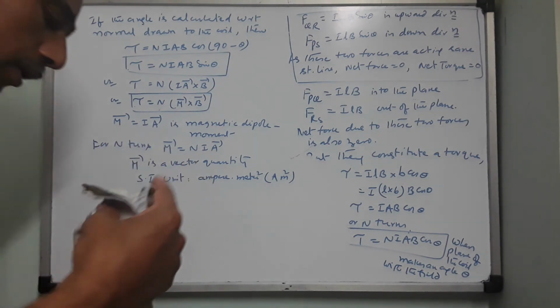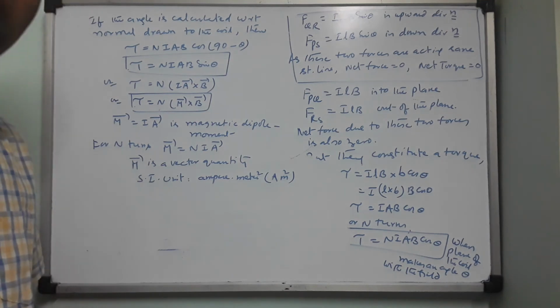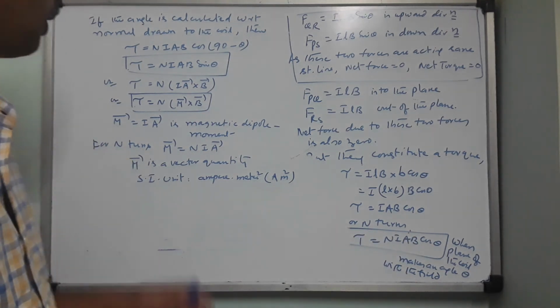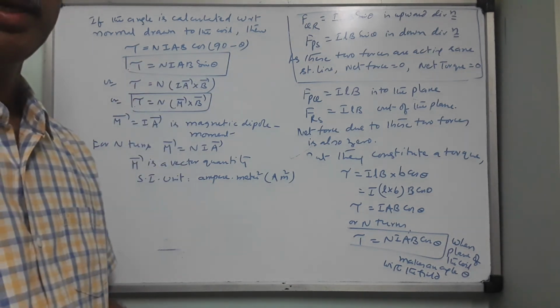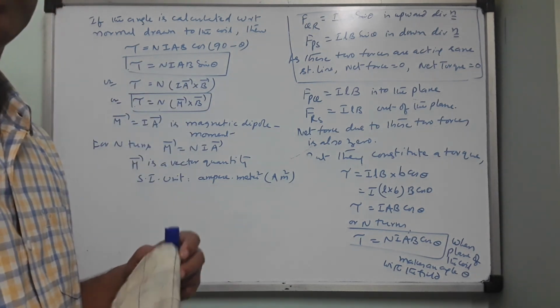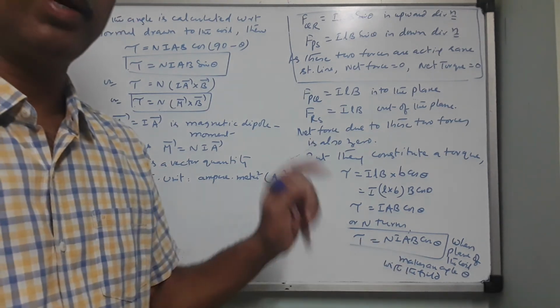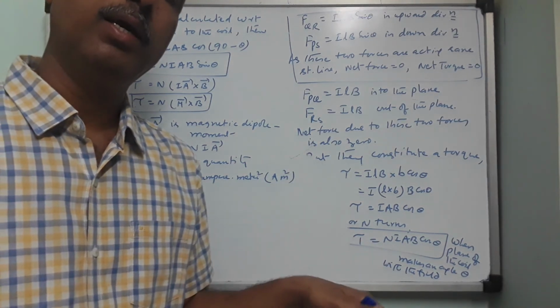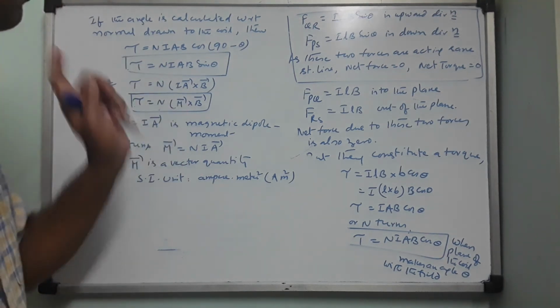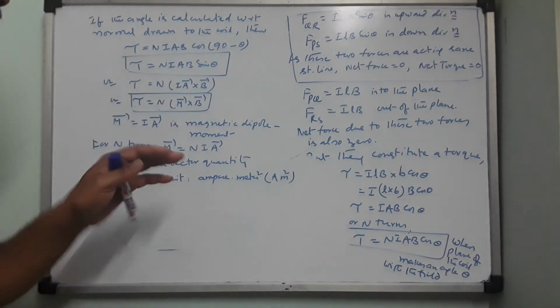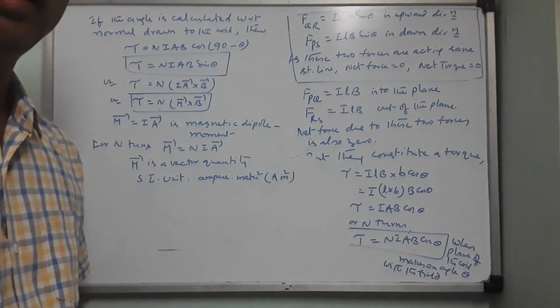So two things, children, you should remember. One is tau equals NIAB cos theta, the other is tau equals NIAB sin theta. Which formula is to be used when? When the plane of the coil is given, you have to use this formula. When the normal drawn to the coil is given, you have to use this formula.